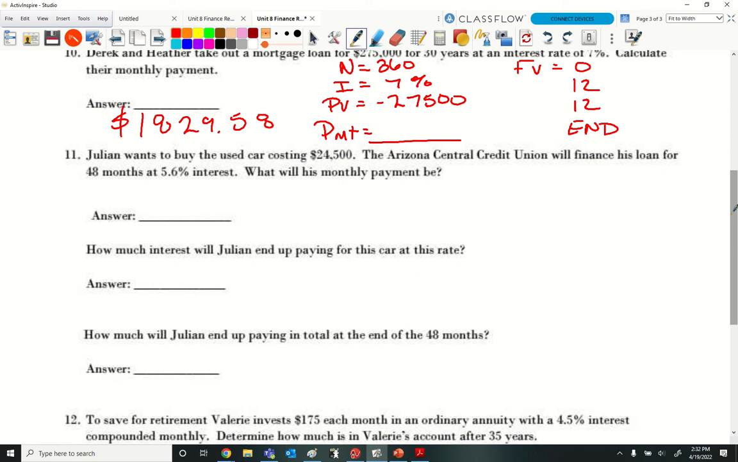So N, what is N going to be in this case? 48 months. Very good. I, 5.6. PV, negative 24,500. PMT, blank. Why is that blank? That's the one you're looking for, right? What is the monthly payment? So you're looking for the payment. FV. And 12, 12 and N.